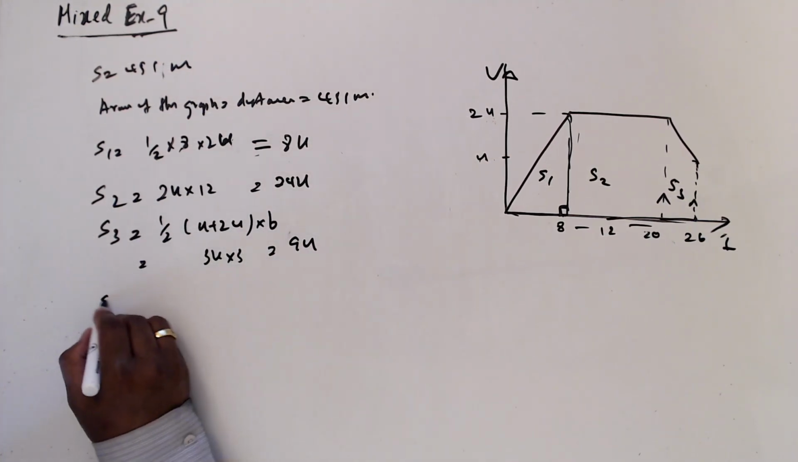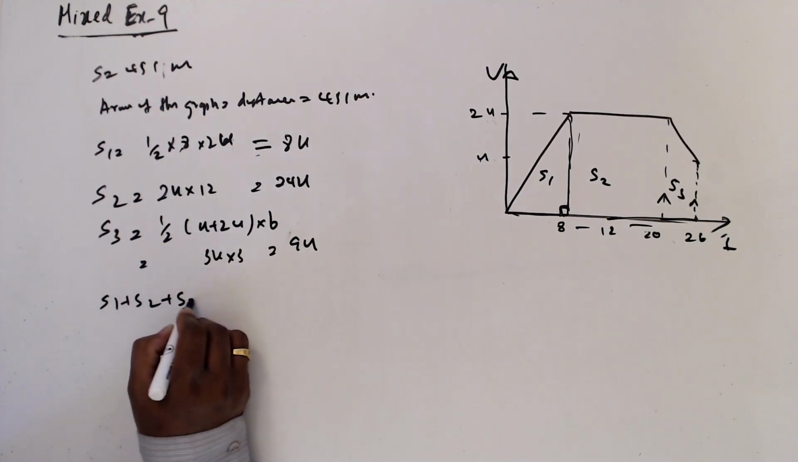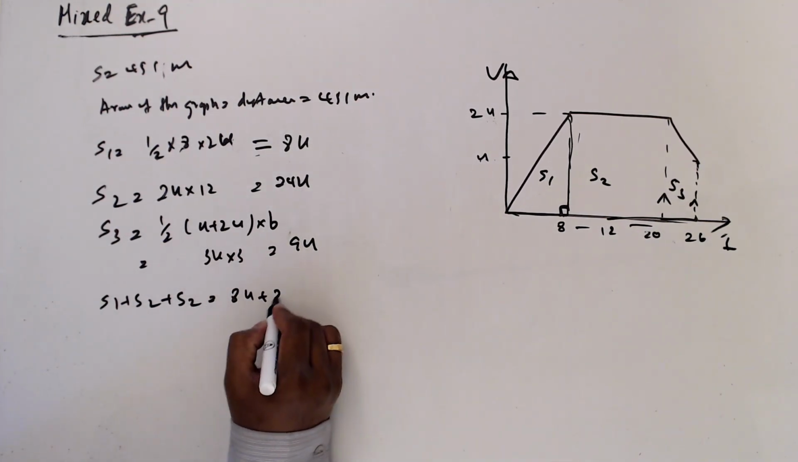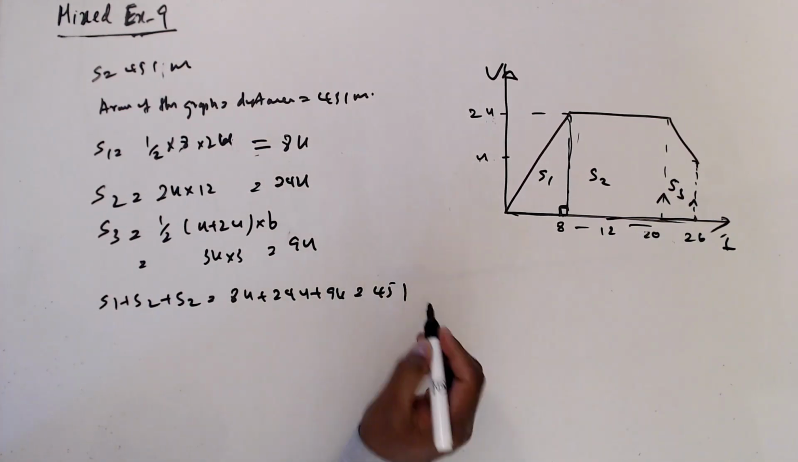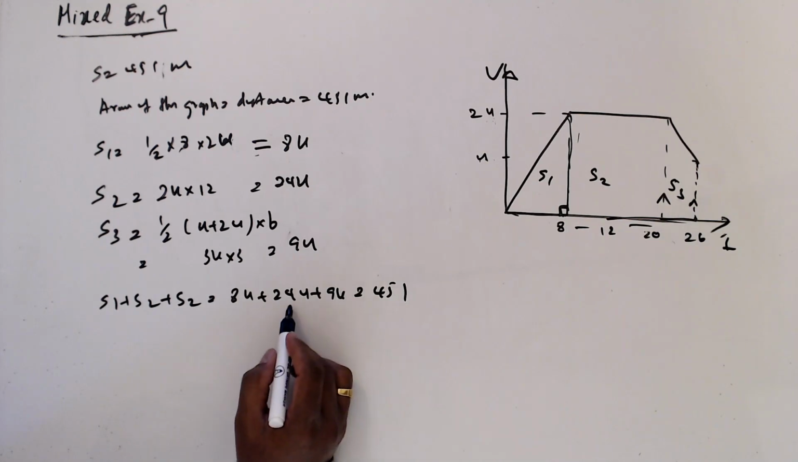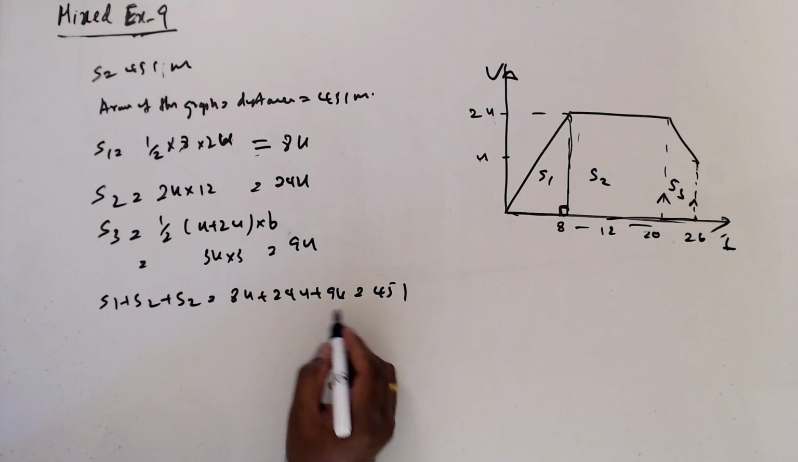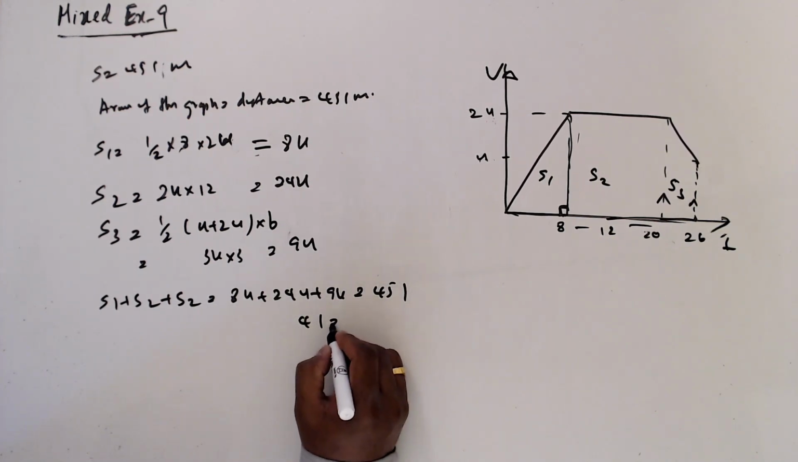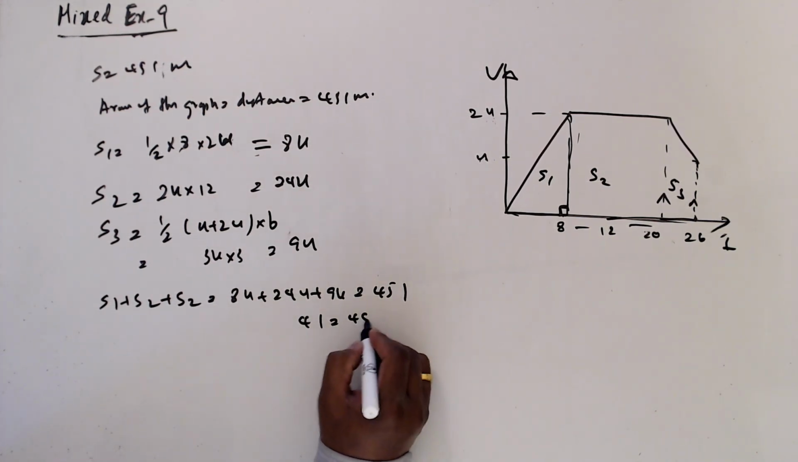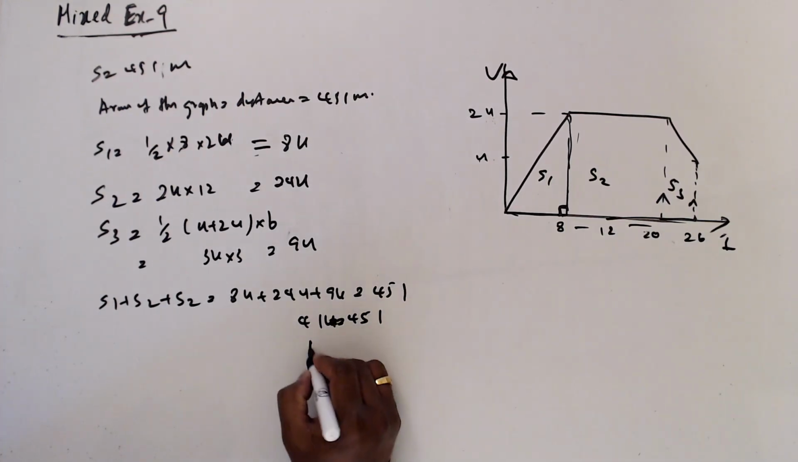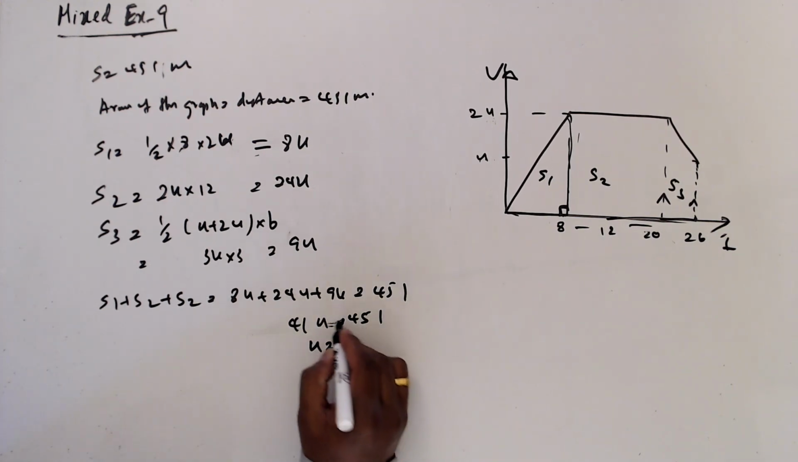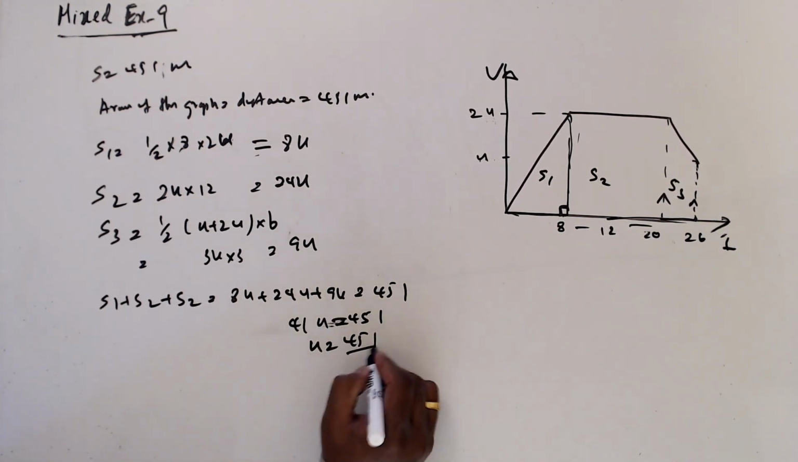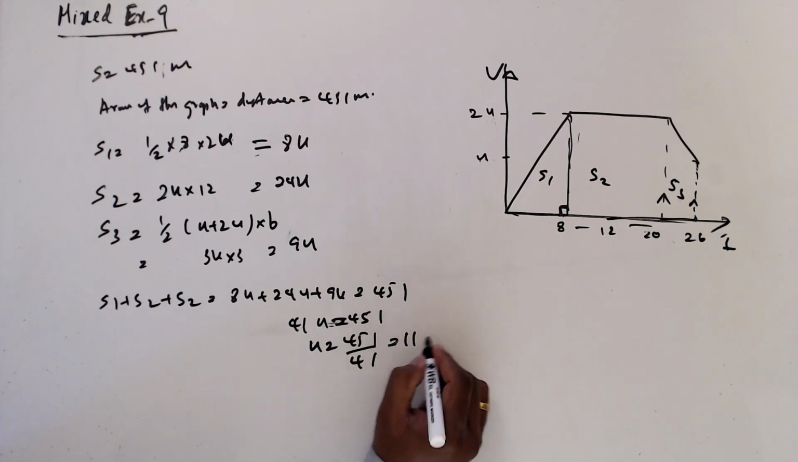So S1 plus S2 plus S3 equals 8u plus 24u plus 9u equals 451. So this is going to be 41u equals 451. So u equals 451 divided by 41, that is 11.